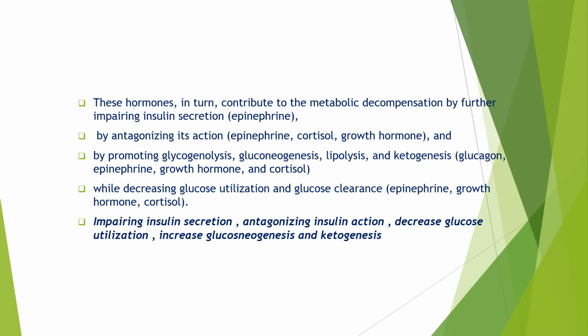Glucagon, epinephrine, growth hormone, and cortisol all can cause those things. And also epinephrine, growth hormone, and cortisol can cause decreasing glucose utilization and glucose clearance. Impairing insulin secretion, antagonizing the available insulin action, decreasing glucose utilization, and also increasing gluconeogenesis and ketogenesis are the main pathophysiology that occurs in diabetes mellitus.